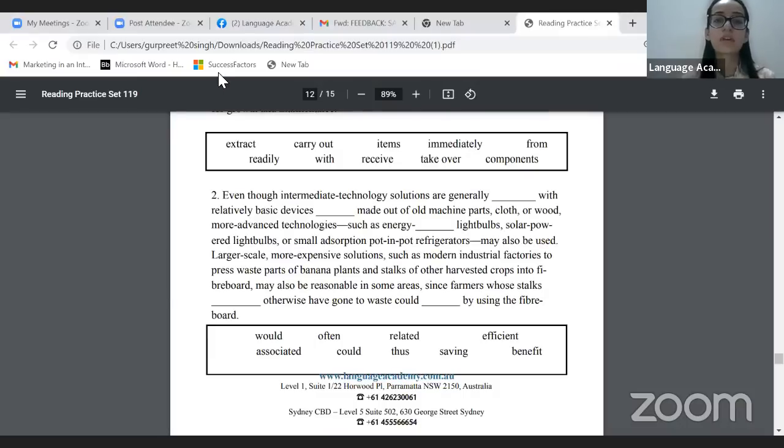All right, so here you have your second question on the screen. 2 minutes to post your answers for this one.